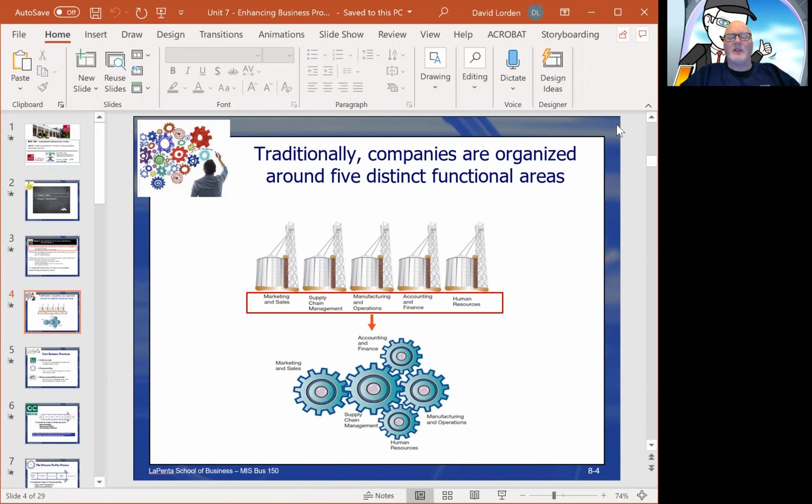There are 5 distinct functional areas within an organization. There may be more than this, but these are a good set of 5: marketing and sales, supply chain management, manufacturing and operations, accounting and finance, and human resources. They're not pillars, though. These don't happen in parallel. It's more like the gear metaphor below. They're all intertwined with each other and are dependent on each other.